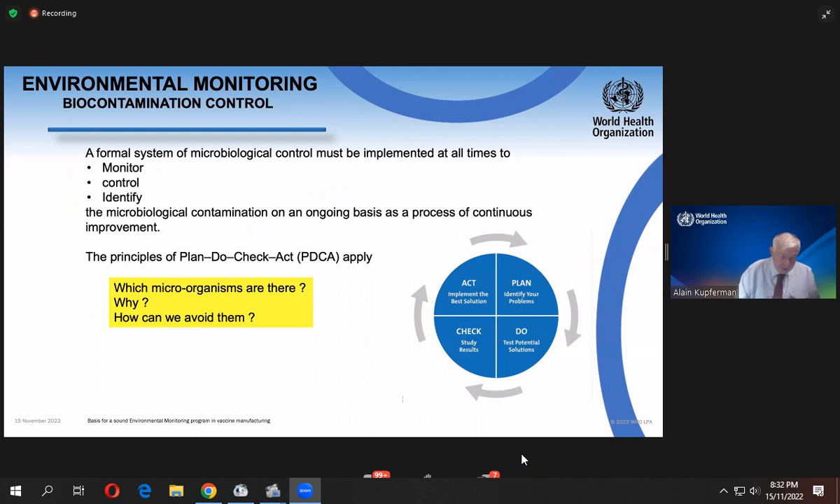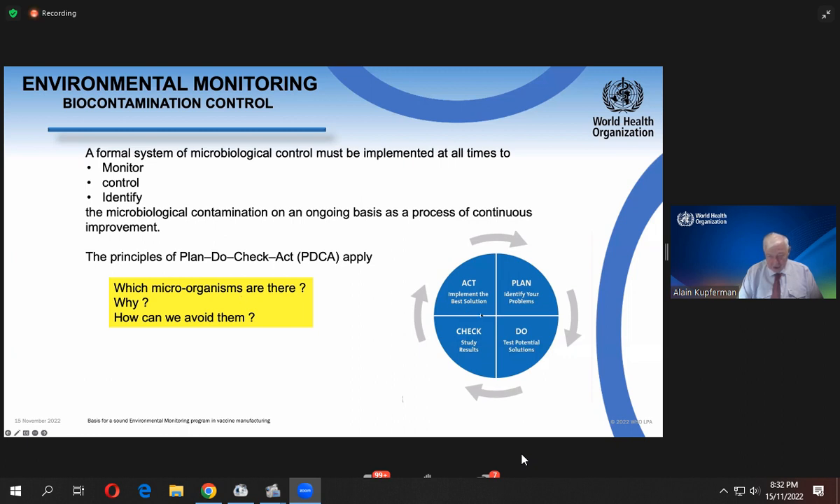So, a formal system of microbiological control must be implemented at all times to monitor, control, and identify the microbiological contamination on an ongoing basis, because it's a continuous improvement. And you want to know which microorganisms are there, why, and how can we avoid them.